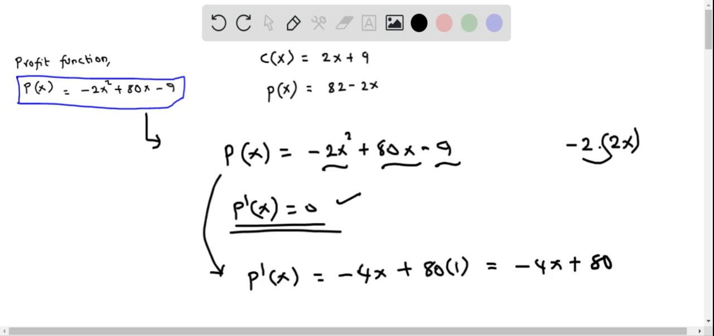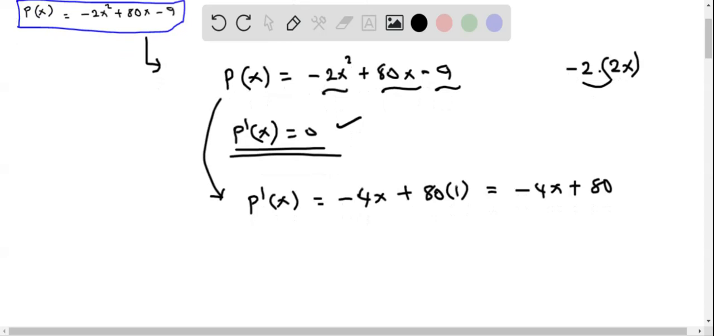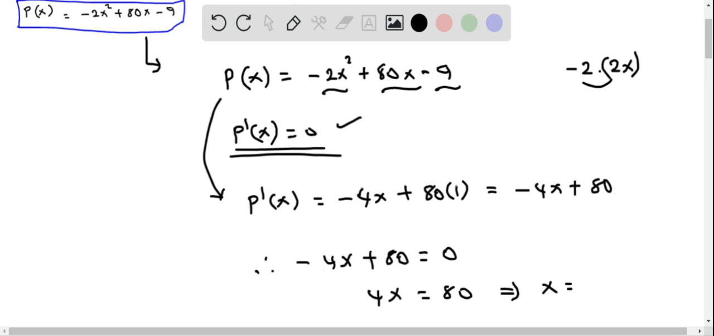We need to set this equal to 0. So if we set this equal to 0, we get negative 4x plus 80 equals 0. Adding 4x to both sides, we get 4x equal to 80. Or otherwise, we can find x by dividing both sides by 4. And so we get x equals 20. So this is the number of watts needed to maximize the profit.